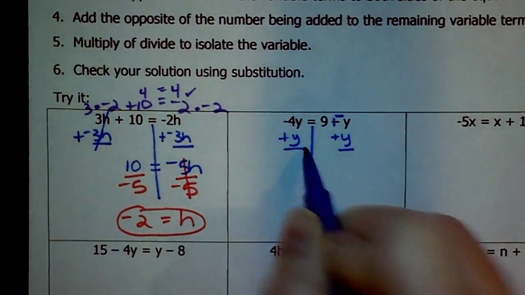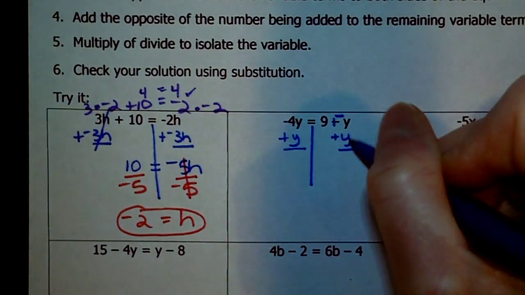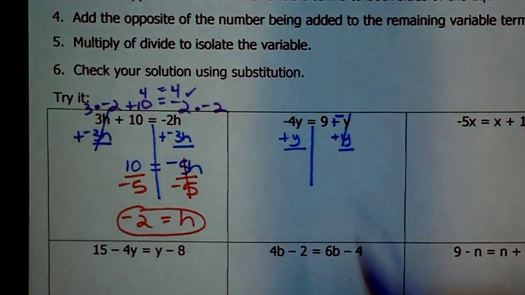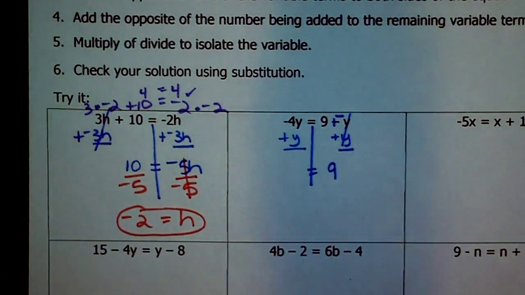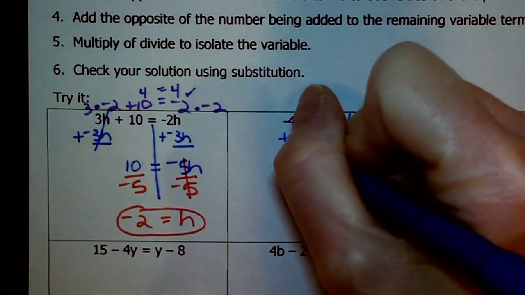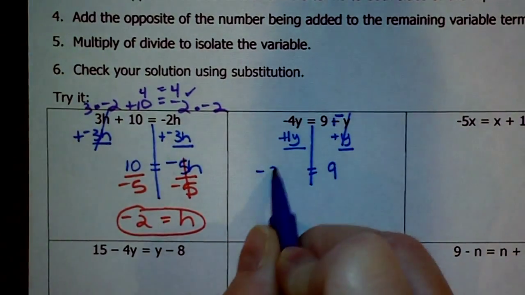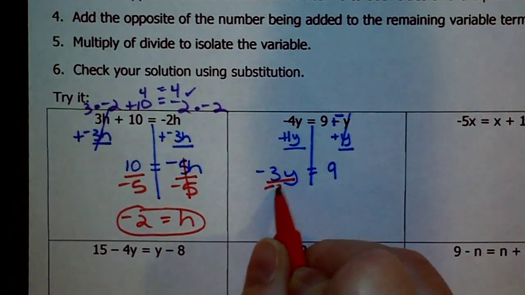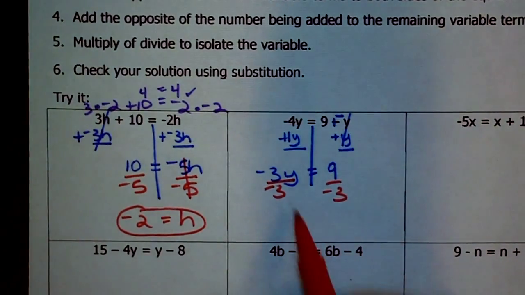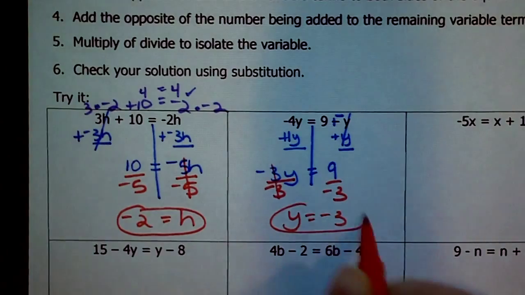And whatever you do to one side, you have to do to the other. So a negative y plus positive y, gone. I'm left with this 9. Negative 4y plus y, again, please remember, this means it's a 1y. So I'm taking negative 4 plus 1. That's negative 3y. Again, we're left with a cute little one step. It's so cute and easy. Divide by negative 3. Don't change your signs. And y equals negative 3.